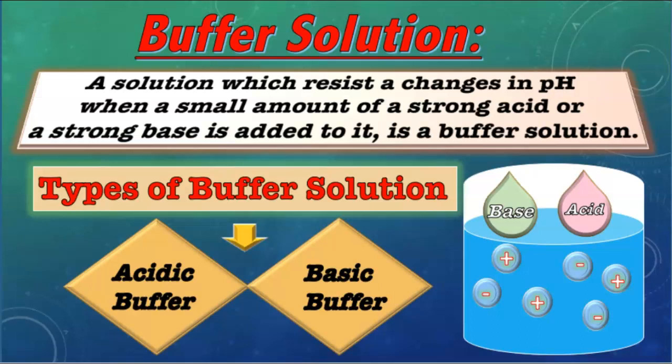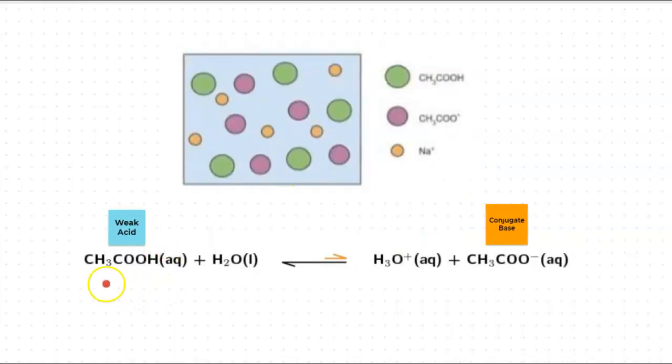Earlier, you have learned that a buffering solution is a solution that resists changes in pH when you add small amounts of a strong acid or small amounts of a strong base to that solution. And the reason that a buffering solution can do that actually goes back to what a buffer is actually made of. There are two types of solutions that we're going to look at. We're going to look at acidic buffering solutions, and we're going to look at basic buffering solutions. A buffering solution will have either, like in this case, a weak acid and its conjugate base, or, as we will see in a little bit, it can have a weak base and its conjugate acid.